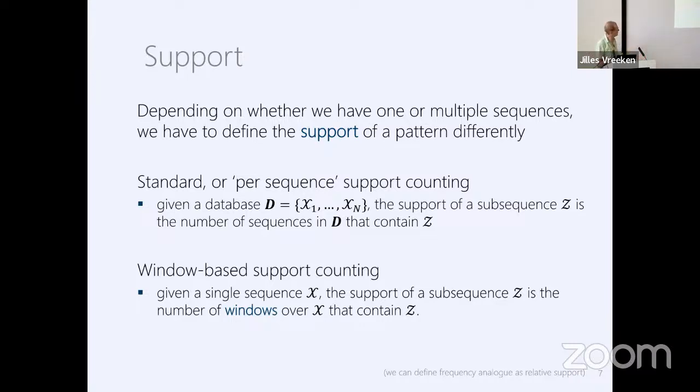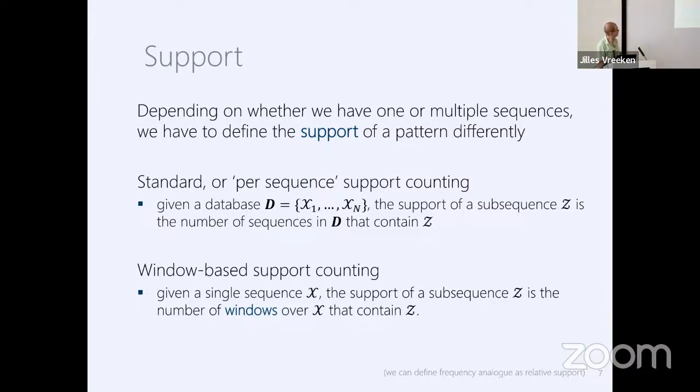It brings us to the second option, window-based support counting. Essentially, over some definition, over some window, we look at a subpart of the sequence. Do we see the pattern there? And then we move the window. And then do we see the pattern there, there, there, right? So essentially now the support will be bounded by how many windows we look at.